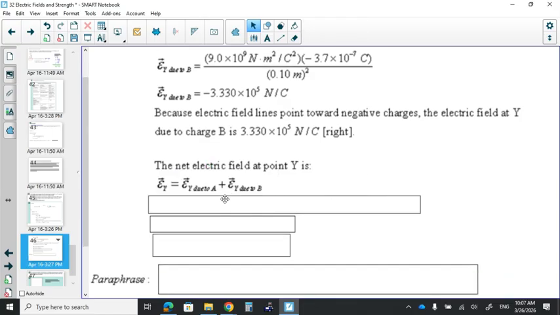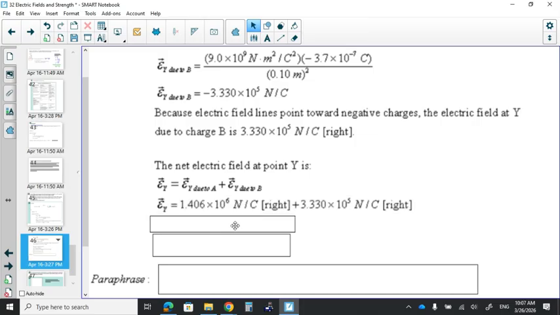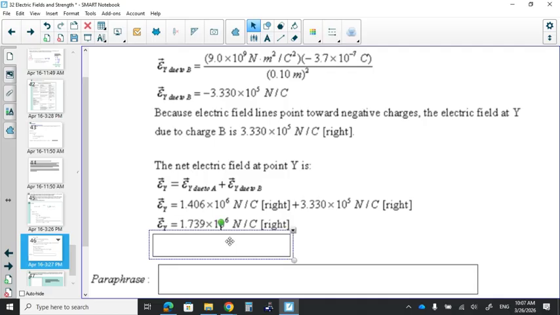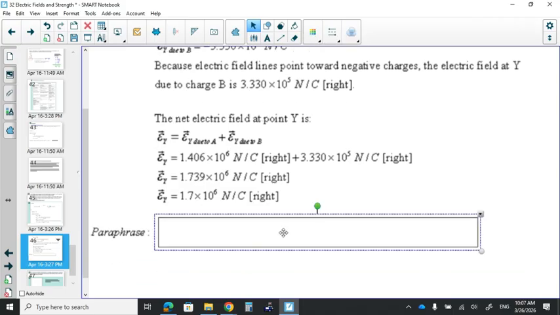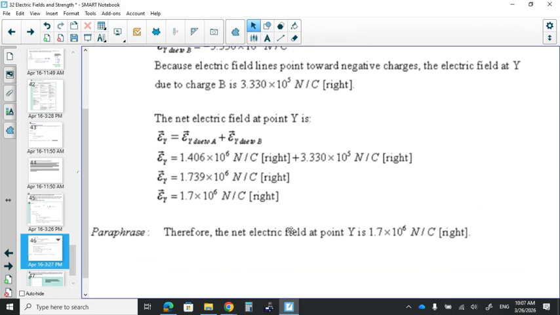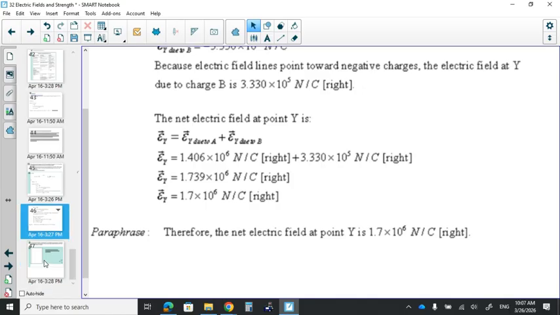So to get the result, you just have to add them up, and they're both to the right, so it's easy enough. If they were obviously in different directions, you'd take that into account and combine them vectorially. Okay, so net electric field at that point is to the right at 1.7 times 10 to the 6 newtons per coulomb.